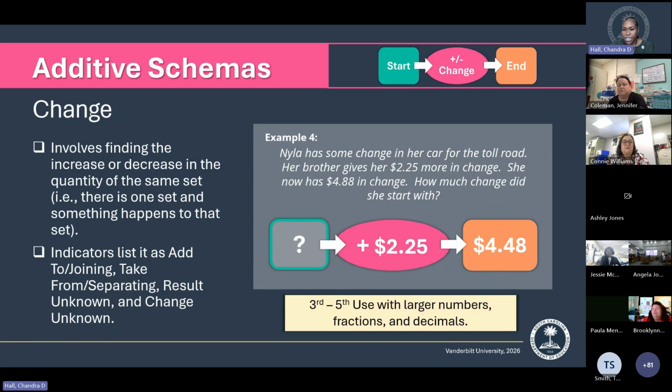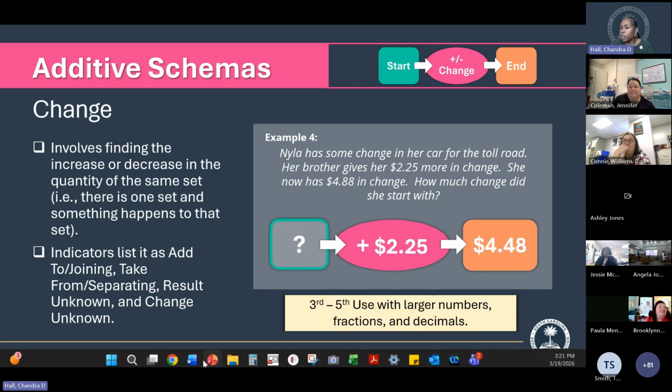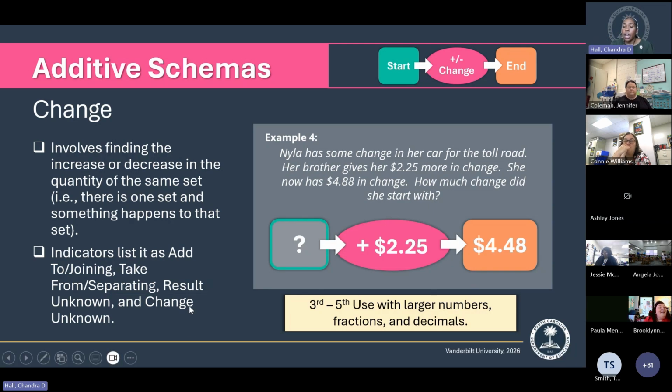All right, I'm seeing start unknown, change start unknown. All right, good. We don't know the amount that we started with. We don't know what Nyla had to begin with. So this would be an example of a start unknown type of problem, okay? So this would come in second grade is when we start looking at when we don't know what we started with, and then we're adding an amount, and then we end up with a total. Again, third, fourth, and fifth grade can use these two with larger numbers, with fractions, and with decimals.